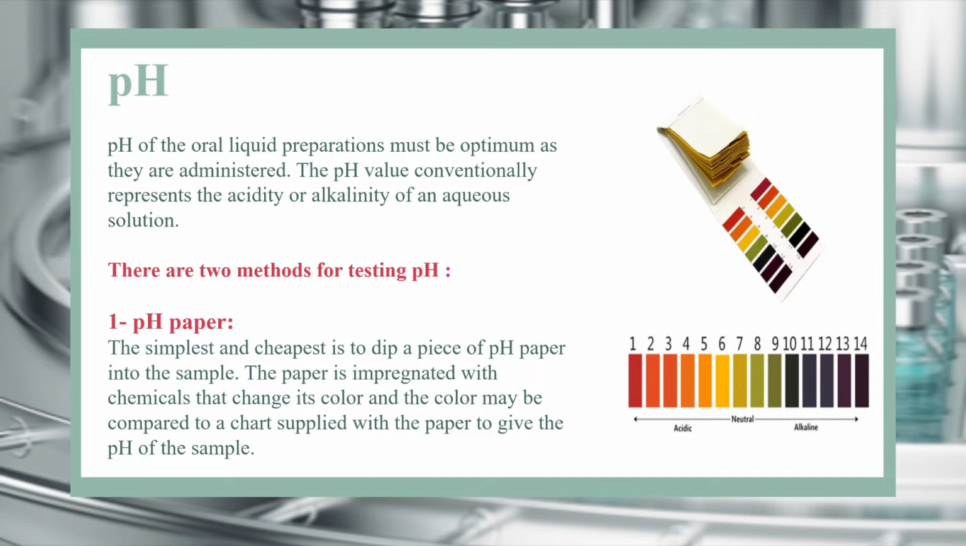pH test is another general test performed on liquid dosage forms. The pH of oral liquid preparations must be optimum as they are administered. The pH value conventionally represents the acidity or alkalinity of an aqueous solution. There are two methods for testing pH. 1. pH paper. The simplest and the cheapest is to dip a piece of pH paper into the sample. The paper is impregnated with chemicals that change its color, and the color may be compared to a chart supplied with the paper to give the pH of the sample.